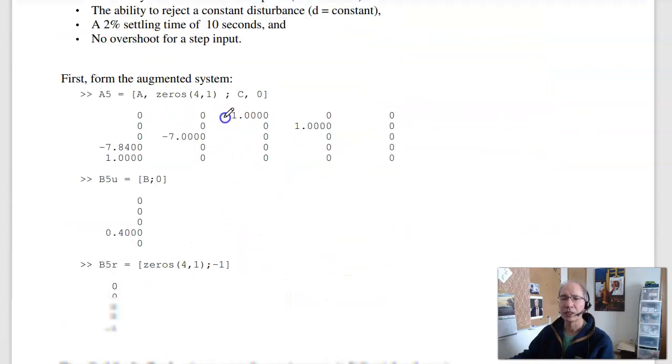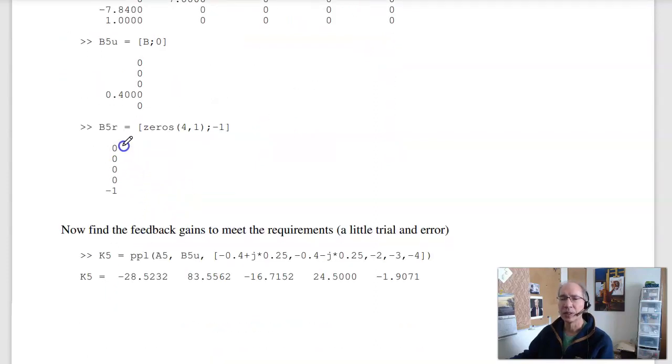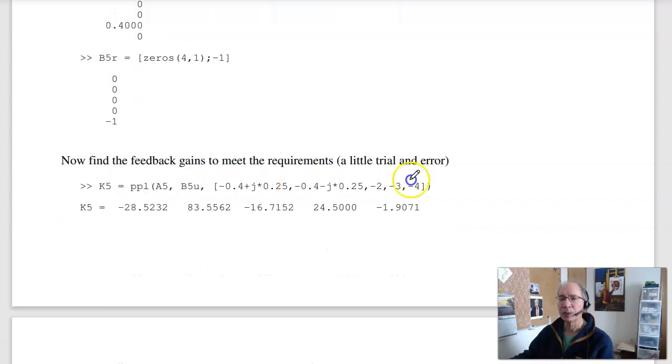So what I do is create the augmented system. That's your A, 0, C, 0. Here the servo compensator state is an integrator. My B matrix relative to u is the B matrix for the plant plus 0. The B matrix with respect to the set point r is 0, minus 1. Now use pole placement. Put the closed loop poles wherever you want. I chose 10-second settling time and 5% overshoot just to be consistent, and other poles at 2, 3, 4.